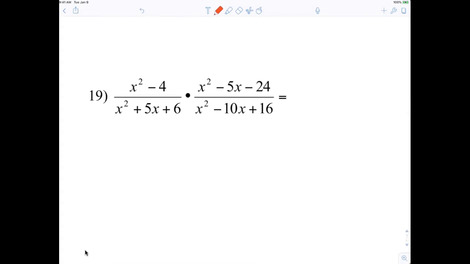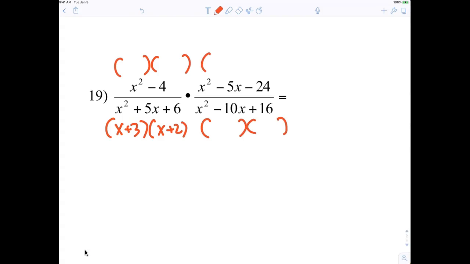Drew, tell me what's going on here. So, back to the denominators. So the first one it's parentheses x's, and it's plus 3, plus 2. Good. And then the other one is x minus 2 and x minus 8, I think. Good.